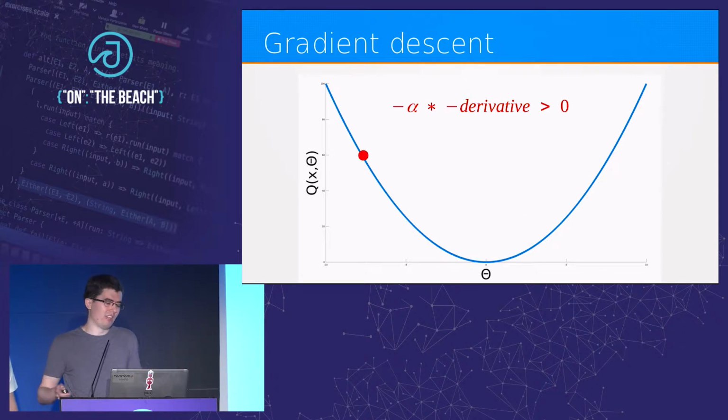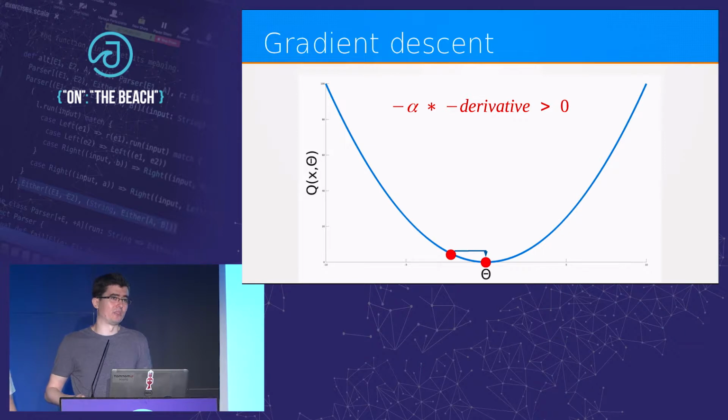On the other hand, if we calculate the derivative at this point, our function is decreasing. So the derivative is negative. So we've got negative alpha times a negative derivative. Negative times negative gives us a positive value. It means we need to add something to our theta. Adding means going to the right. So we add something here and iteratively go down to the minimum. So it's like walking down the hill until you reach the minimum value.